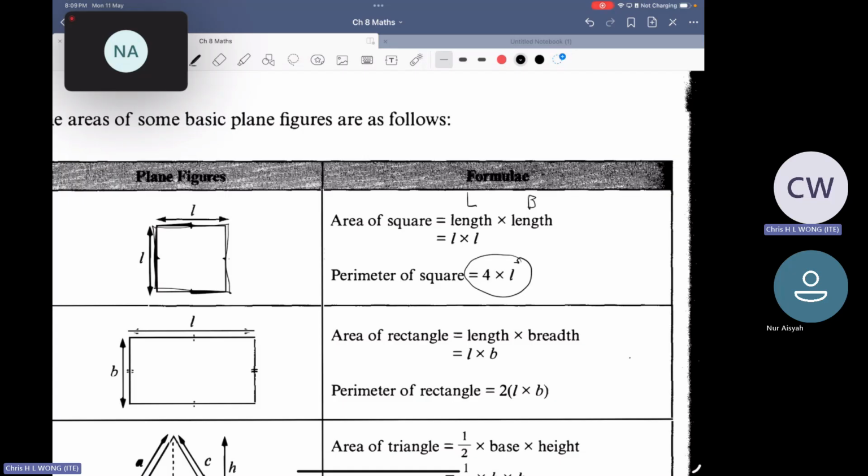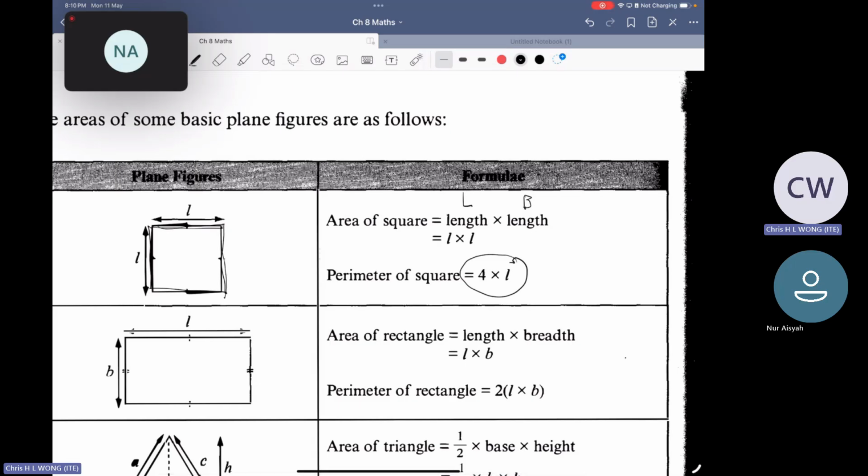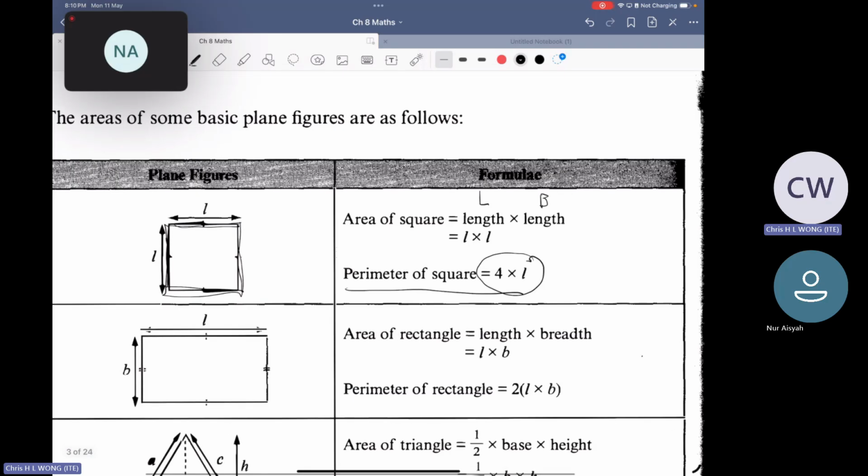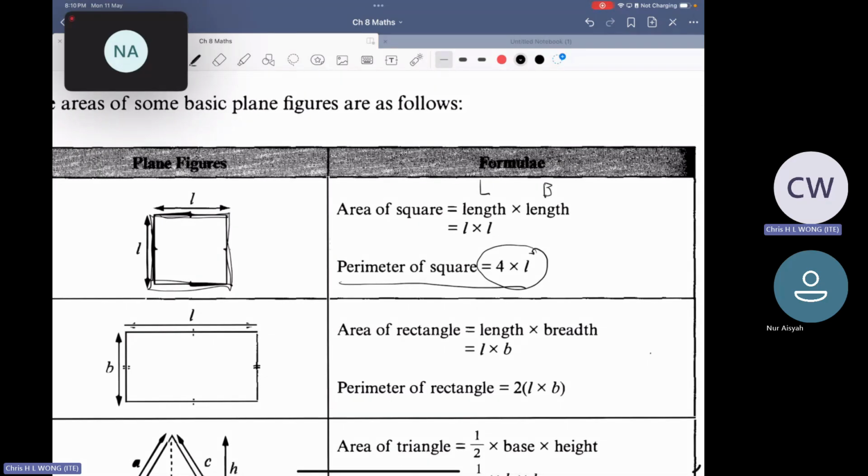Why times 4? Because the square sides are the same, isn't it? So I'll take the length of the first one and then times 4. Then you'll see how long the square is altogether, if you open it up. For the rectangle, length and breadth.